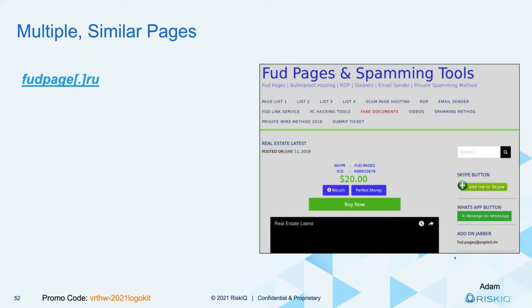So yeah, this is fudpage.ru, one of the websites that we saw associated with that Telegram account, and you can see it's pretty similar to the last one. They seem to be built probably from a template, with some variations. This one still has several different communication channels. There's a Jabber account, fudpages at exploit.im. Very similar, and they have a bunch of these websites out there. Not entirely sure why they need so many, but it seems like they've stood up a lot over the years.